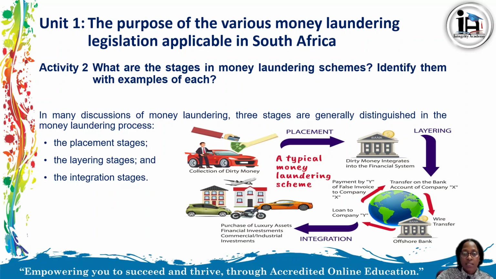So, in many discussions of money laundering, three stages are generally distinguished in the money laundering process. Those three stages are the first one being the placement stage, the second one the layering stage, and the integration stage. As you can see in the picture there, it's a vicious circle. You put the placement, the layering, and the integration. Those are the three stages of money laundering. Let's have a look at them individually now.